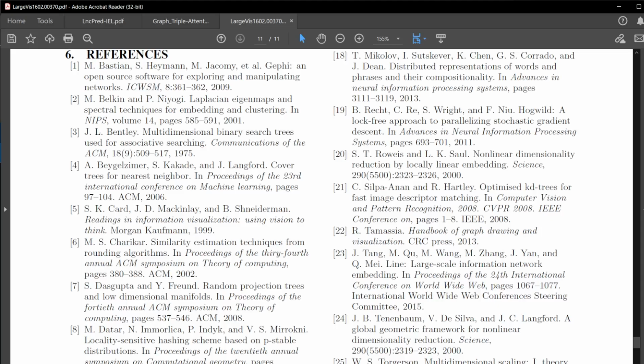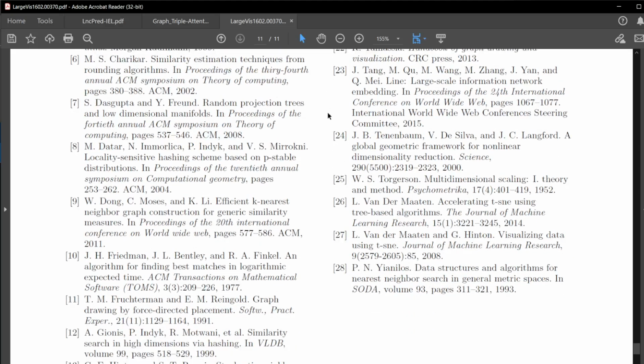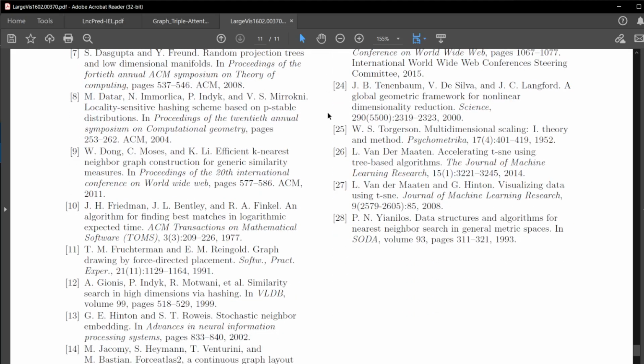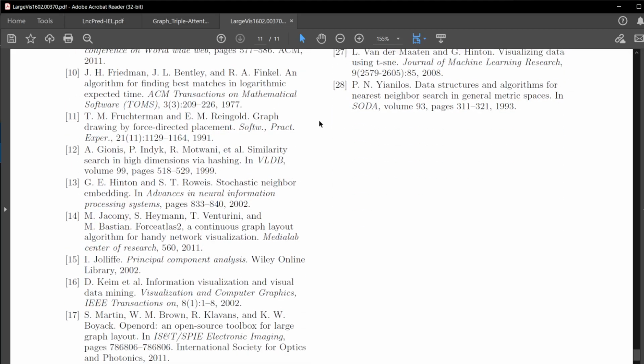10. J. H. Friedman, J. L. Bentley, and R. A. Finkel. An algorithm for finding best matches in logarithmic expected time. ACM Transactions on Mathematical Software, TOMS, 3(3), 209 to 226, 1977. 11. T. M. Fruchterman and E. M. Reingold. Graph drawing by force-directed placement. Software: Practice and Experience, 21(11), 1129 to 1164, 1991. 12. A. Gionis, P. Indyk, R. Motwani, et al. Similarity search in high dimensions via hashing. In VLDB, volume 99, pages 518 to 529, 1999.